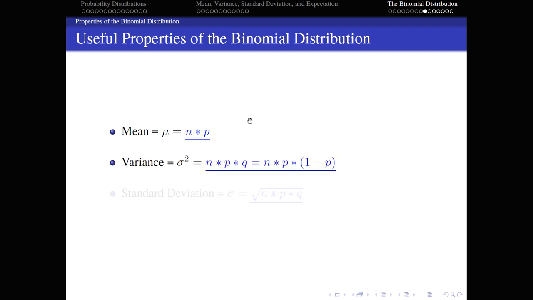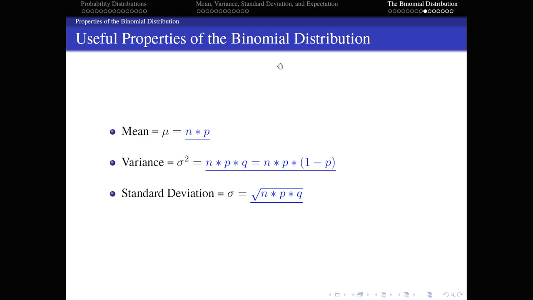Variance, that big, long, complicated formula, the sum of x minus mu quantity squared times the probability of x. All of that is just n times p times q, the number of trials, times the probability of success on any single trial, times the probability of failure on any single trial. And again, remember, q can be written as 1 minus p. And the standard deviation is just the square root of this as before.